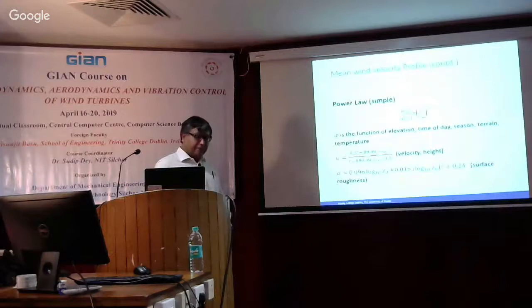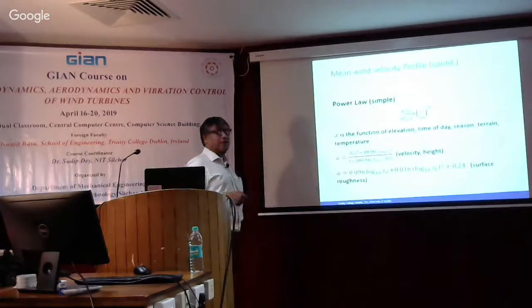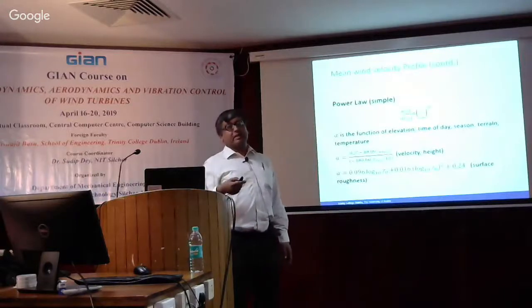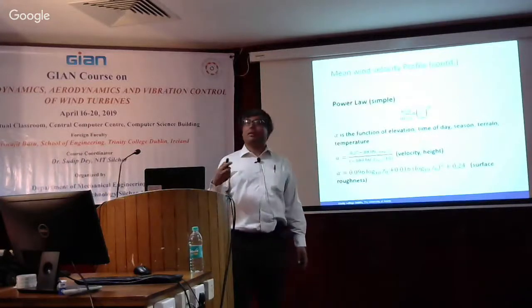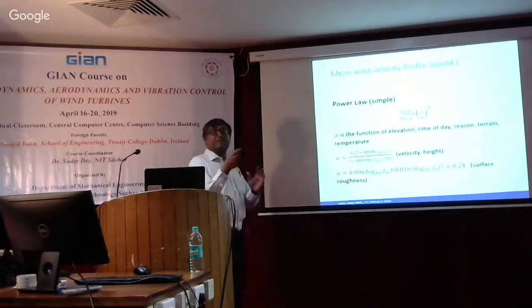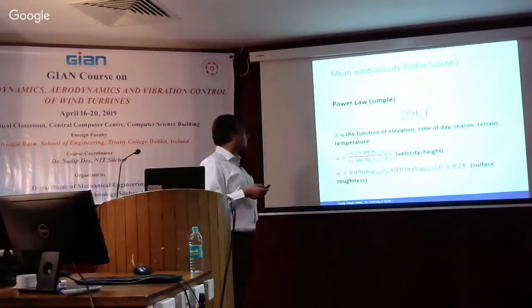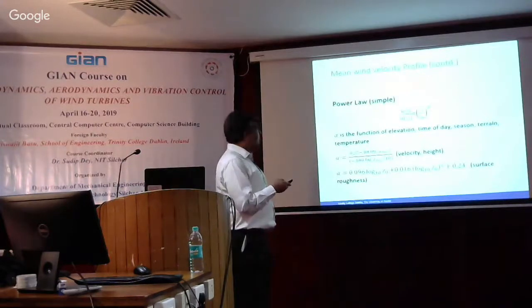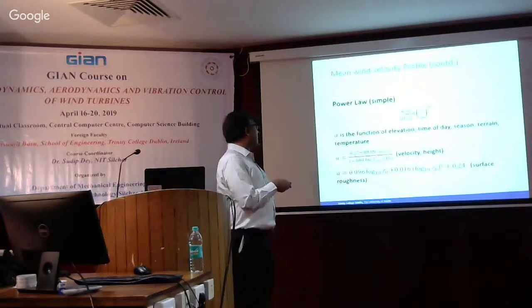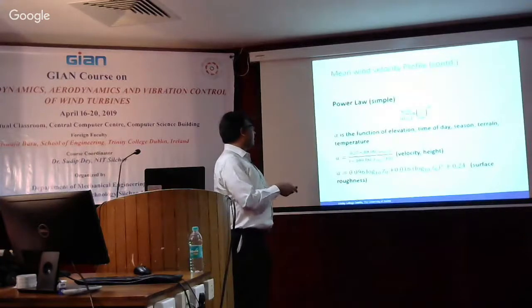An alternative form is given by the power law, and this is actually given in the IEC 61400 code, as I said. This is the International Electrotechnical Commission code for wind turbines, and all the details I'm discussing are available in some form there. So this is the power law. You do the same thing, except that now you have an exponent alpha. And this alpha is a function of elevation, time of the day, season, terrain, and temperature. And this is expressed by the expression given here.